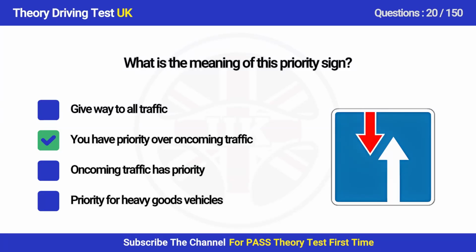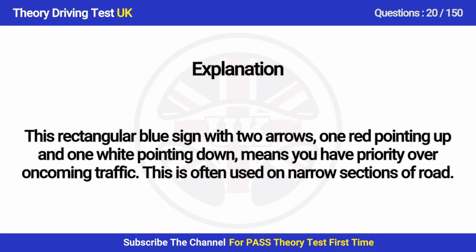Answers is B. You have priority over oncoming traffic. This rectangular blue sign with two arrows, one red pointing up and one white pointing down, means you have priority over oncoming traffic. This is often used on narrow sections of road.